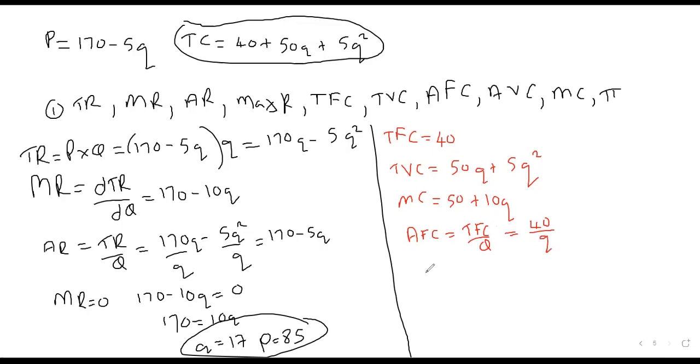And how do we find the average variable cost? We divide the total variable cost over quantity. So in this case, we're going to have 50Q divided by Q plus 5Q squared divided by what? Q. So here we're going to have what? 50 plus 5Q. That is how we find our average variable cost.